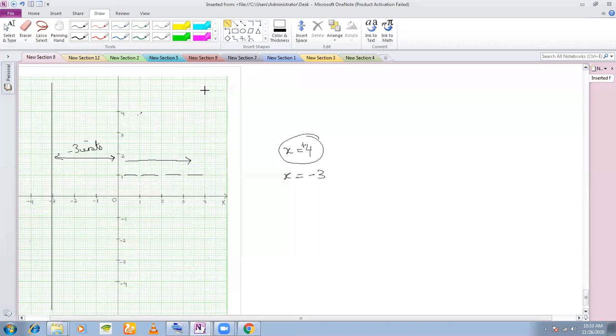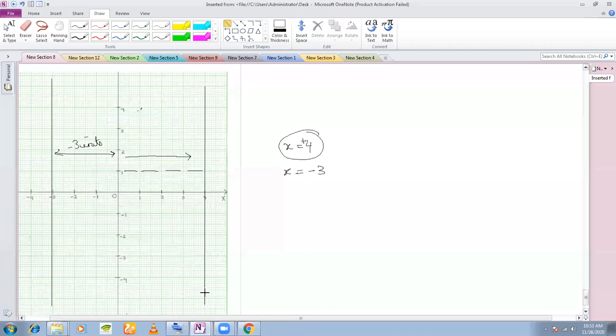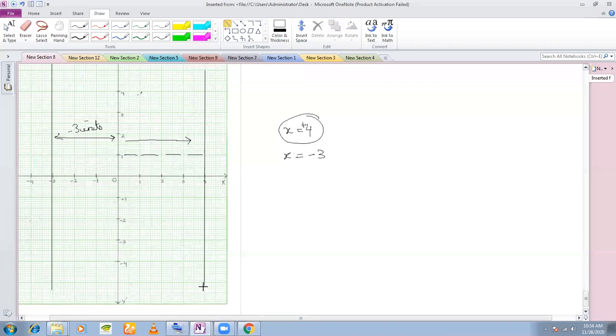That is parallel to the y-axis. So this line represents x is equal to plus 4, because this is plus 4 units from the y-axis, and it is parallel. So any straight line of the form x is equal to a, where a can take any value, will always be parallel to the y-axis.